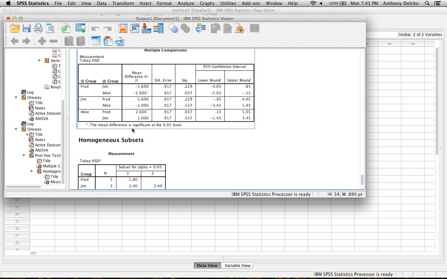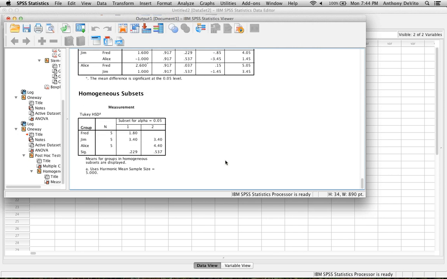Okay, the mean difference is significant. It even tells us the mean difference is significant at 0.05. And there's an asterisk right there. They actually asterisk the values, 2.6 minus 2, the mean difference between them. They asterisk the Alice and Fred's here to let you know, don't miss this one because this one's significant. Okay, not that hard, right?